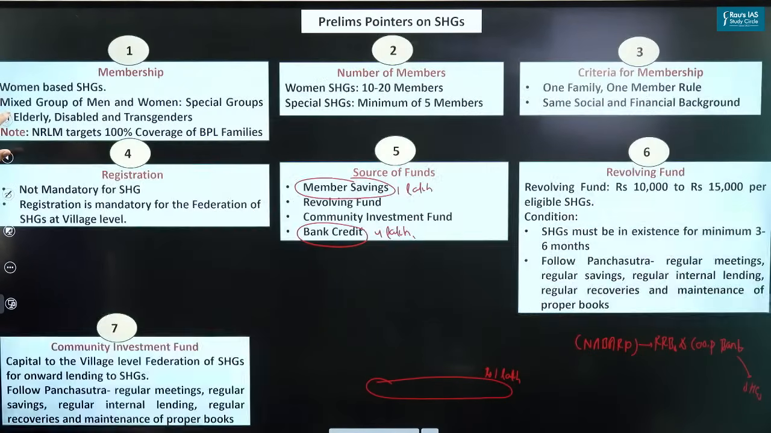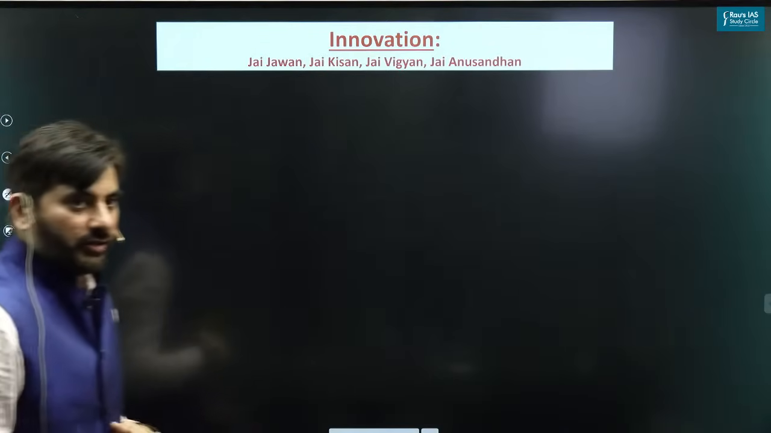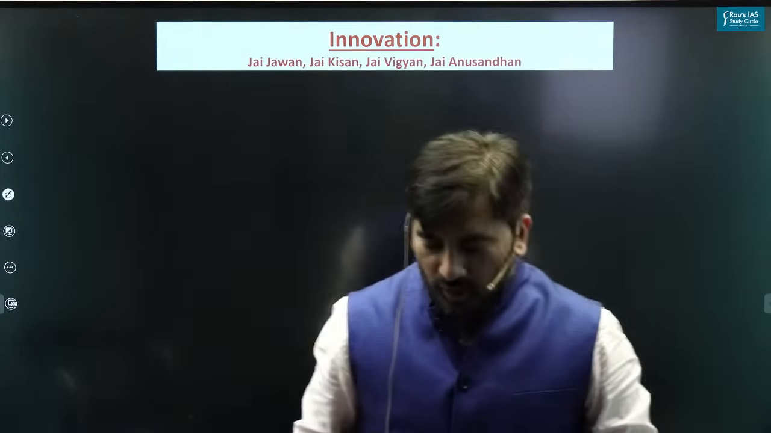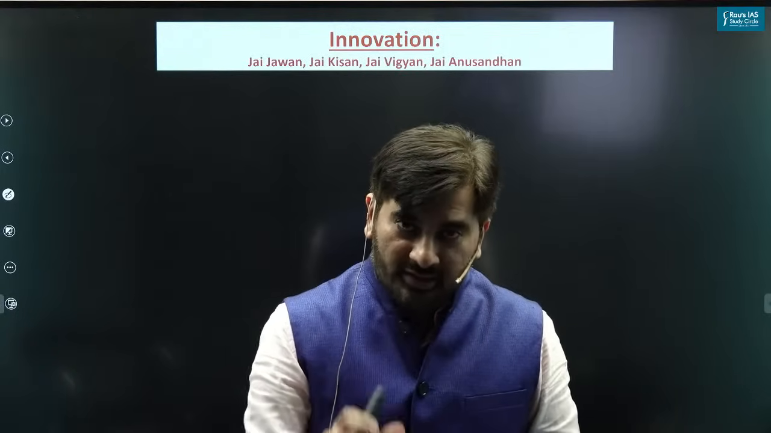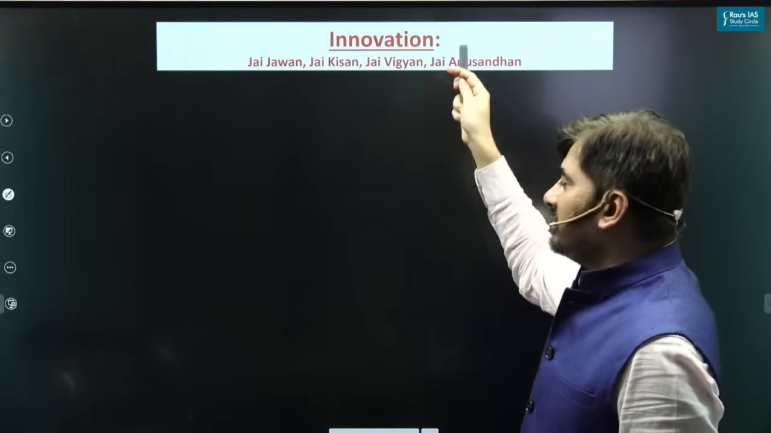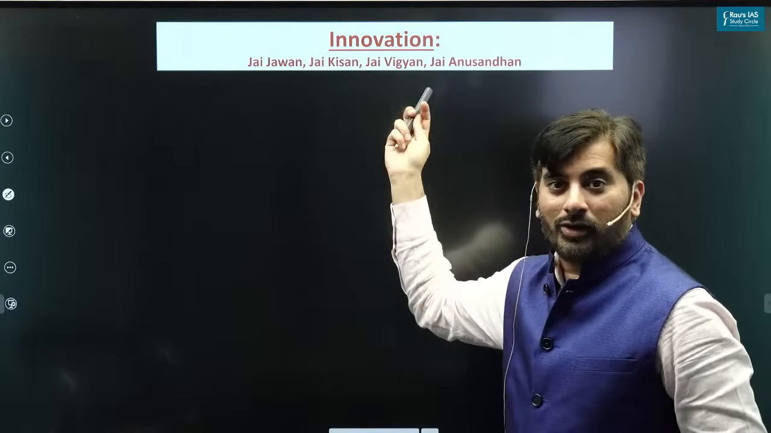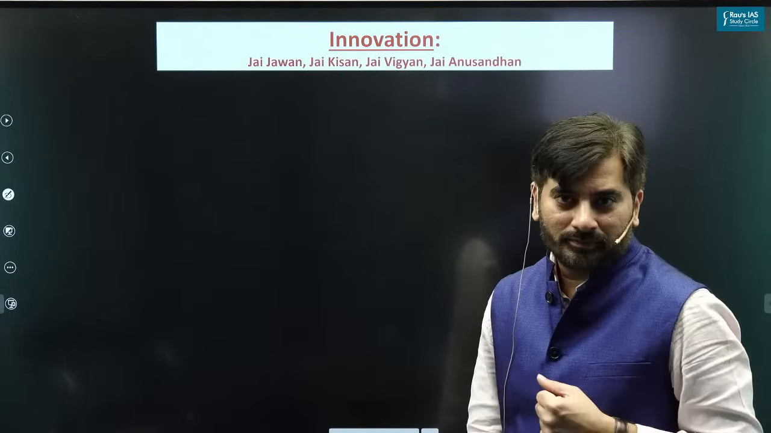Taking this forward, let's move to the next topic. The next topic here is innovation. I hope all of you must be knowing the former Prime Minister, Mr. Lal Bahadur Shastri, had coined the slogan, Jai Jawan, Jai Kisan. This slogan was further expanded by the ex-Prime Minister, Mr. Atal Bihari Vajpayee, to Jai Jawan, Jai Kisan, Jai Vigyan. Now, the present Prime Minister, Mr. Modi, has expanded this particular slogan to Jai Jawan, Jai Kisan, Jai Vigyan, and Jai Anusandhan. Anusandhan means research and development.